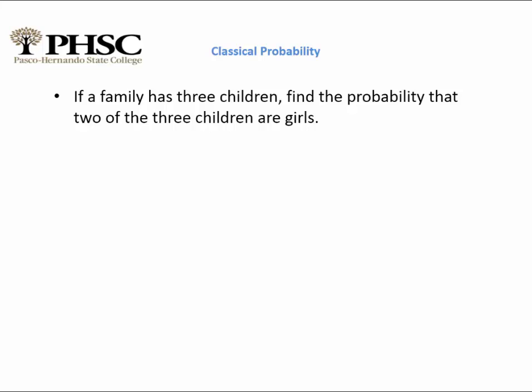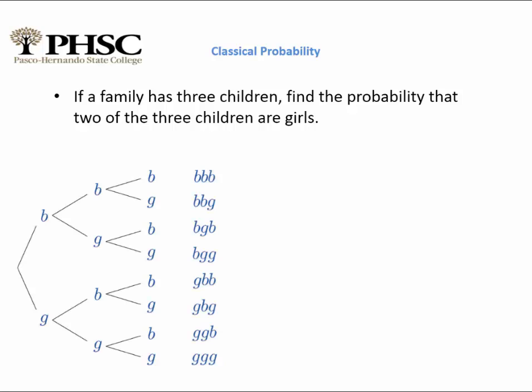Here again, if a family has 3 children, find the probability that 2 of the 3 children are girls. So let's look at the tree diagram. We know that there are 8 outcomes, so our sample space is 8. Well, how many of these have 2 girls?